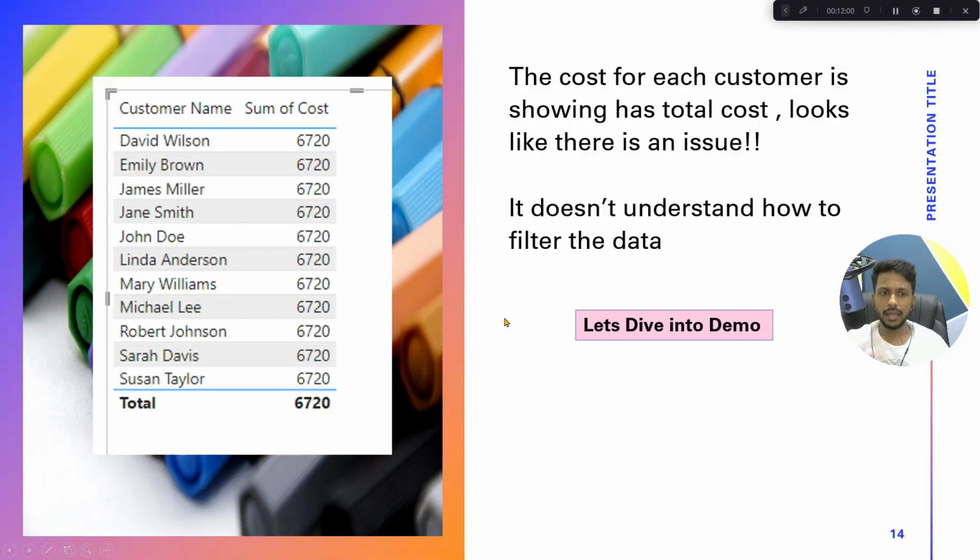Let us look at the screenshot. The customer name is being shown, the same data, and I'm trying to show the cost. There was a cost column. What is happening here is every value is the same, 6720, which is actually a total, but each person is Emily Brown or James. Everybody has the same total value. Why is that? Because it doesn't know how to filter the data.